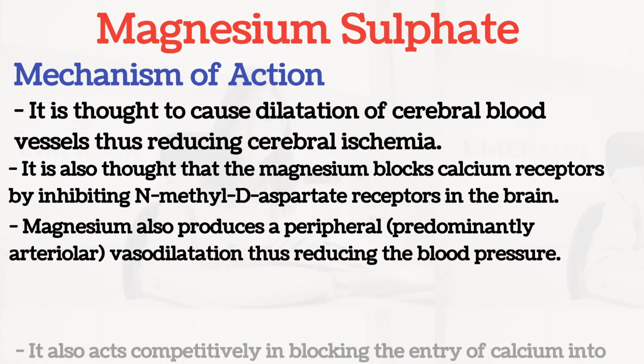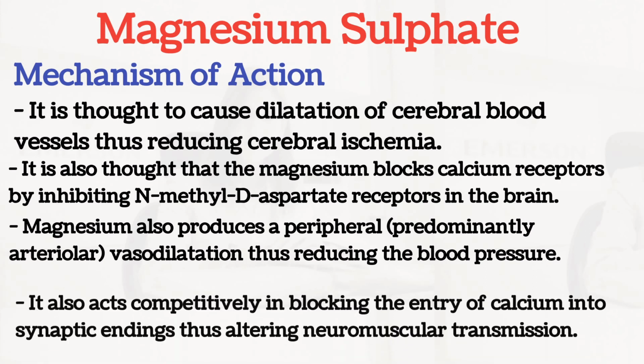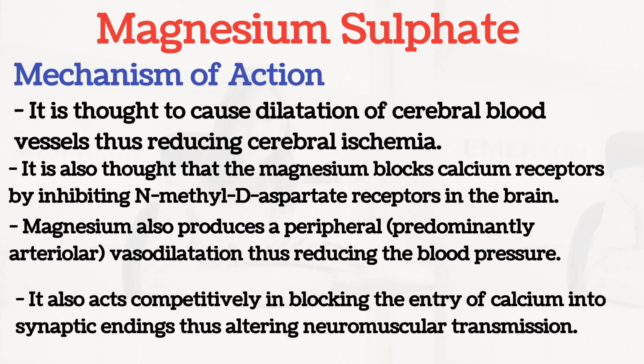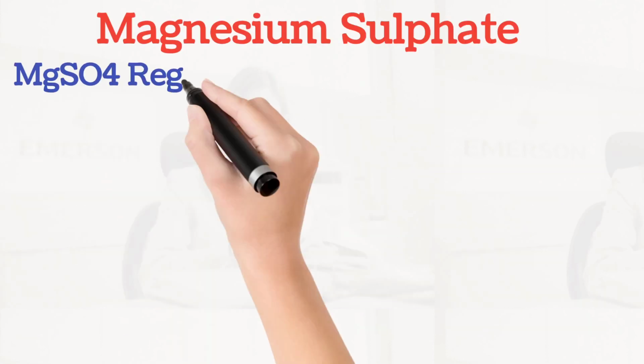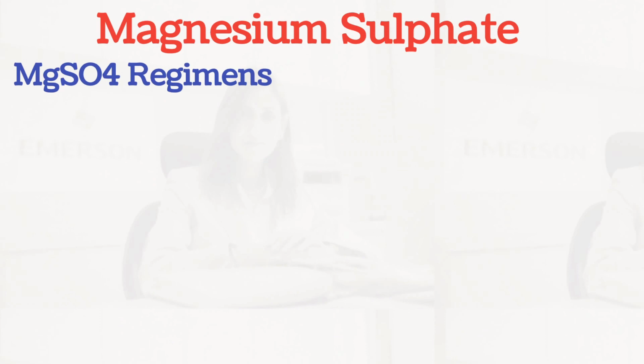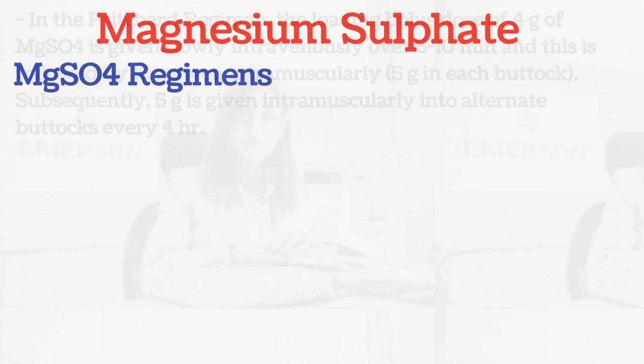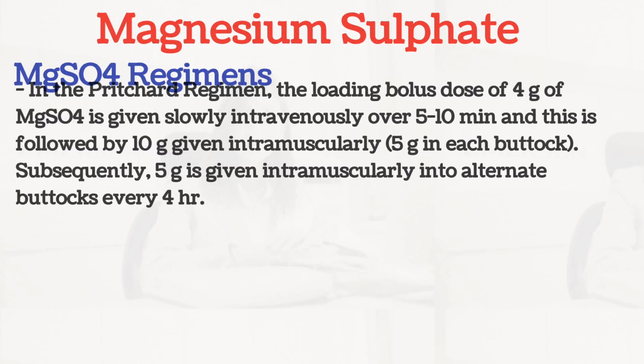Then it also acts competitively in blocking the entry of calcium into the synaptic endings, thus altering the neuromuscular transmission. Magnesium sulfate regimens: we have two main regimens available for the administration of magnesium sulfate.